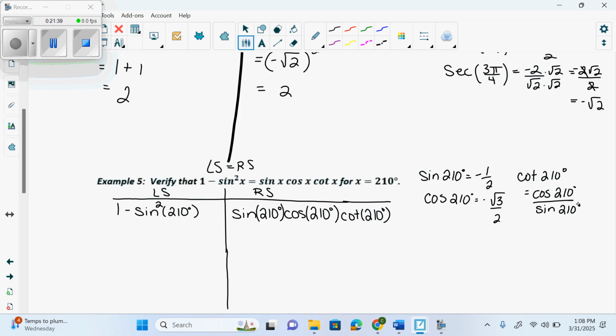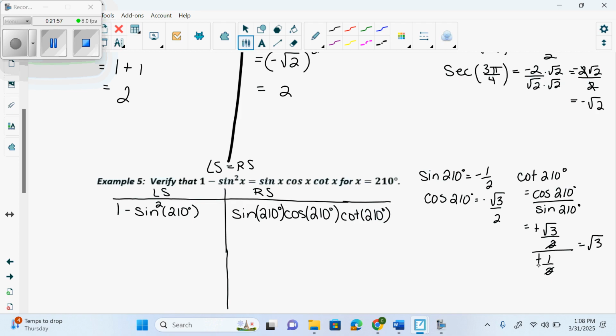That was you. I don't know where you're looking. Just looking around. Who is it? It can't be me who's the one who's talking. No. Negative root 3 over 2 divided by negative 1/2 root 3.